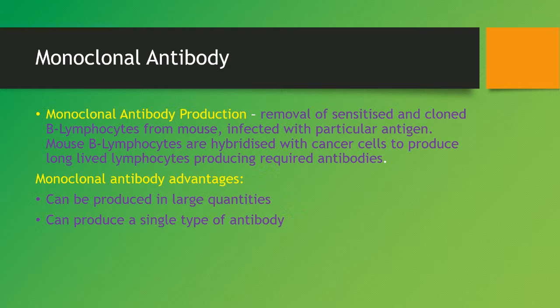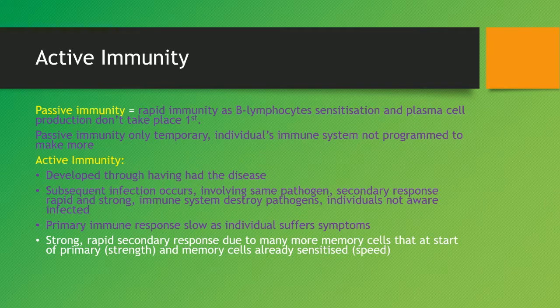So what are the advantages then of monoclonal antibodies? They can be produced in large quantities and they can produce a single type of antibody. The large quantities one is the main one, but it also means if you want a specific type of antibody for a specific type of disease, for example, this is very good because you can get the exact thing you're looking for. We'll also touch on B lymphocytes, T lymphocytes, etc. in the other video that's going to come up next.